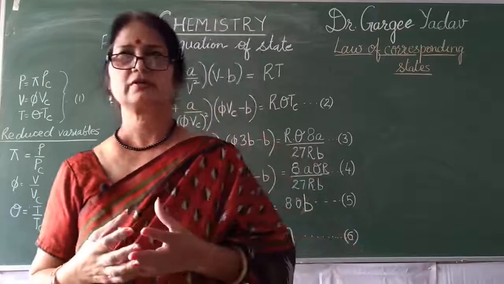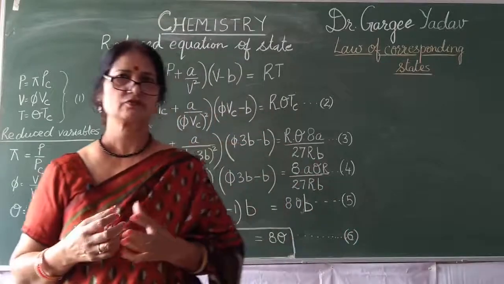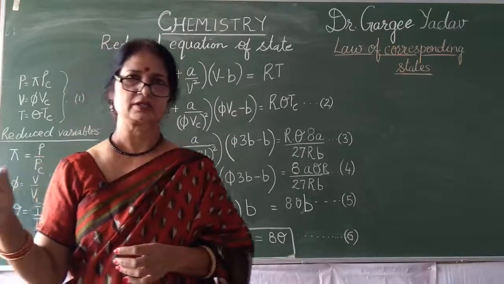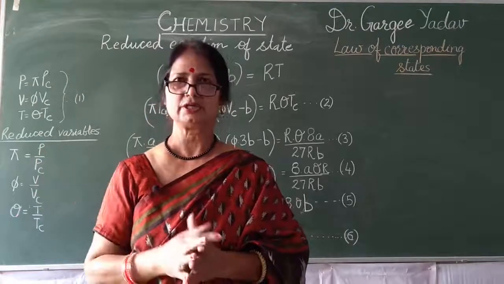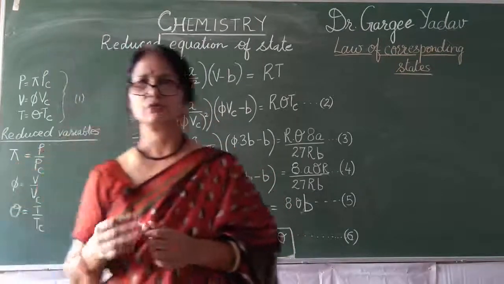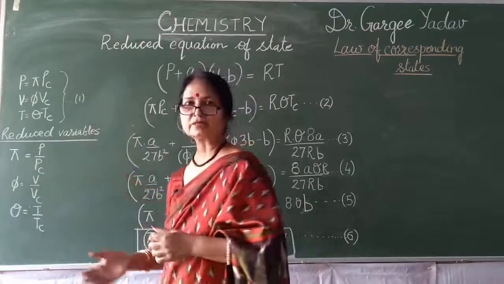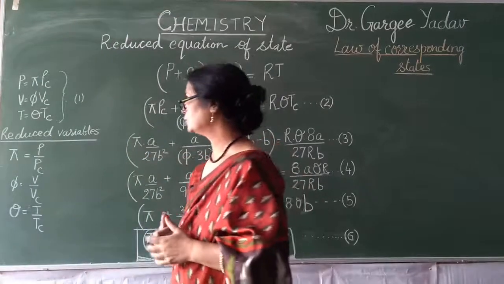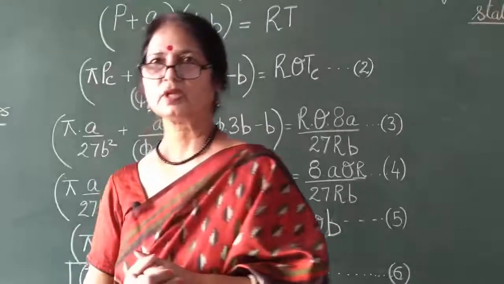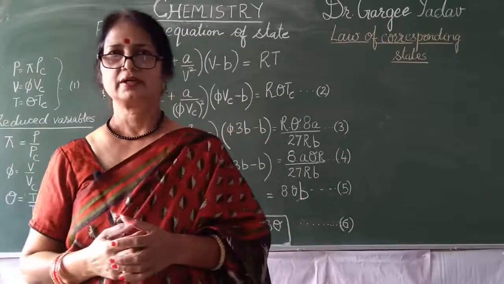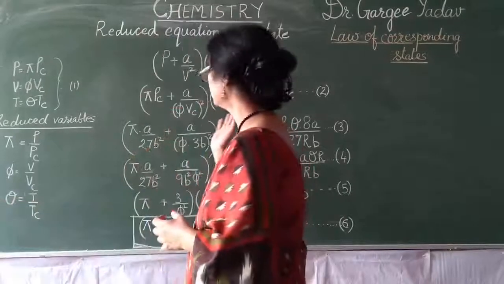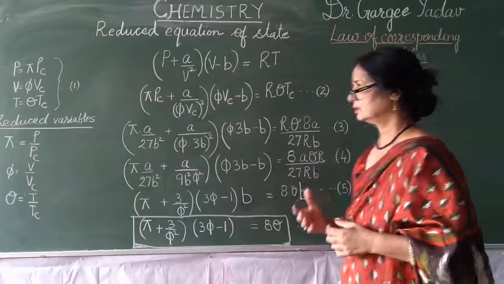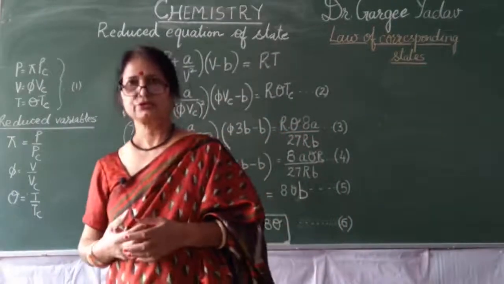From the study of the critical phenomena, it has been seen that the deviations from the ideal behavior depend upon the state of the gas relative to the critical state. So this led van der Waals in 1881 to express the pressure, volume and temperature of the gas as fractions of critical constants Pc, Vc and Tc, and call them the reduced variables. And this gave us the reduced equation of state, and from it came the important generalization of the law of corresponding states. So let me begin with the derivation of the reduced equation of state.